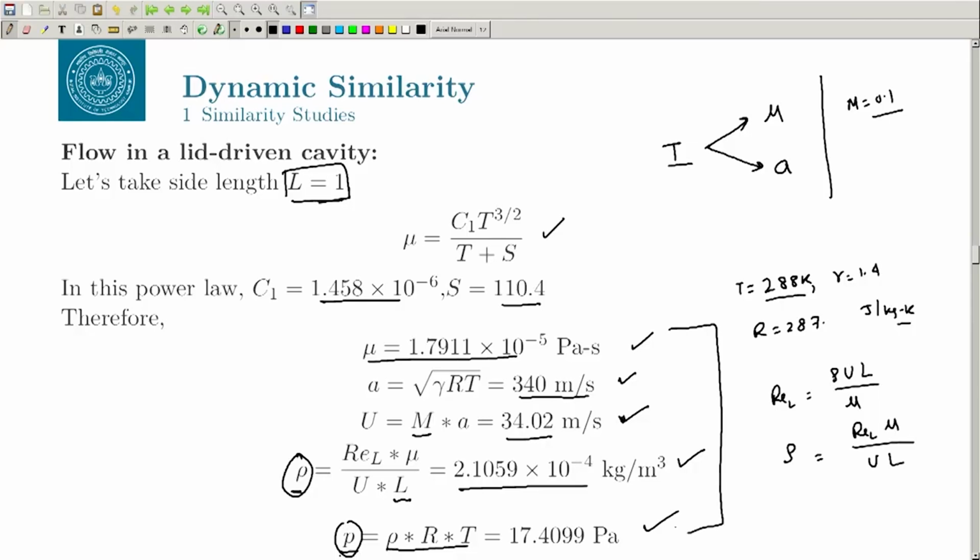And remember, this is not the only way to do that. You can change your length scale, you can change your viscosity. You can fix a different temperature and you can get different values of primitive variables.